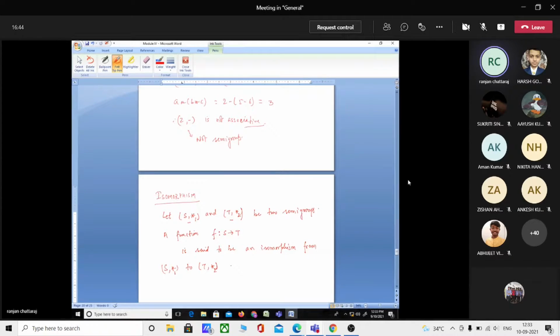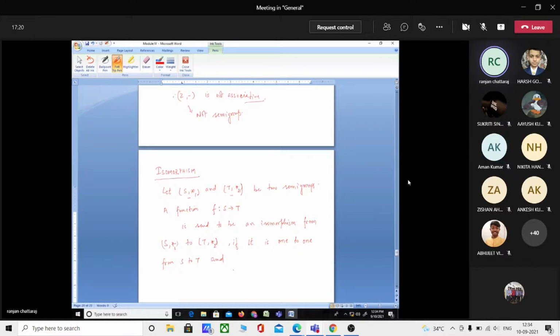Now, something important to keep in mind: f is said to be an isomorphism from S to T. Basically, we use the associativity, identity and inverse concepts. If f is 1 to 1 and onto from S to T, then the inverse of f is also 1 to 1. An important thing is that there is always a 1 to 1 correspondence.